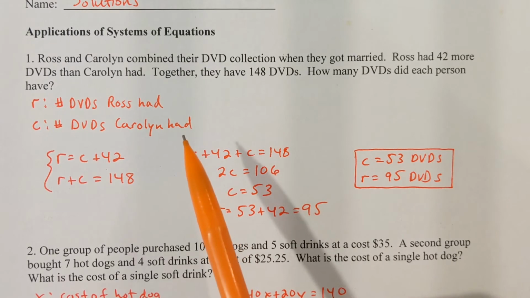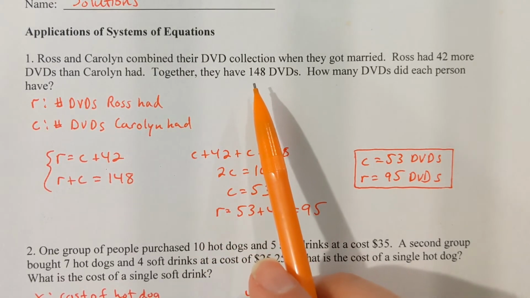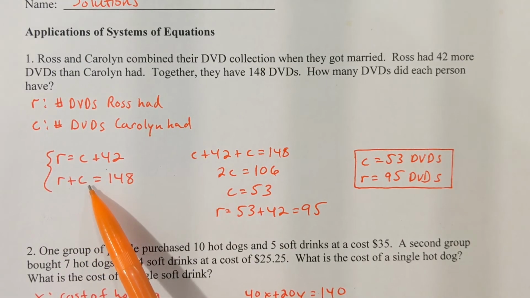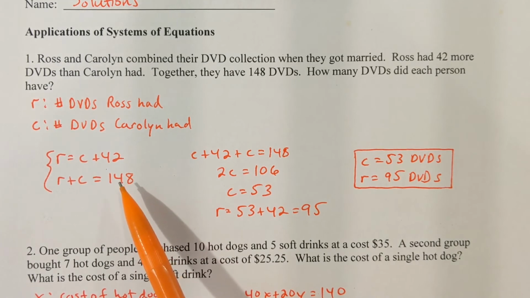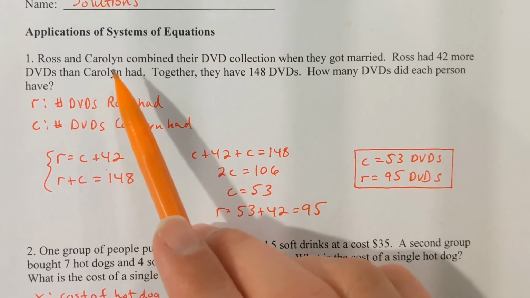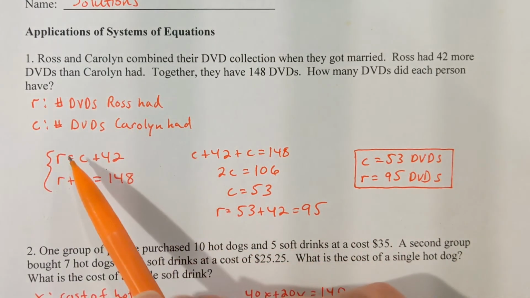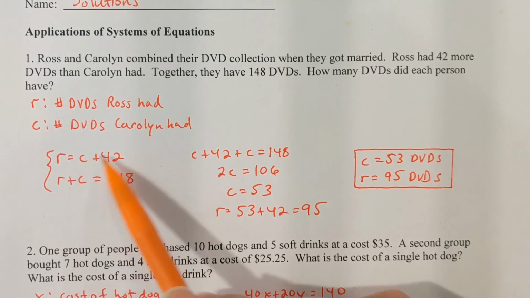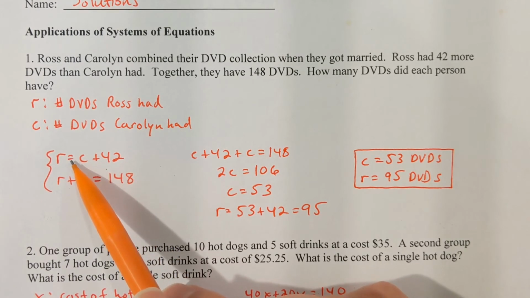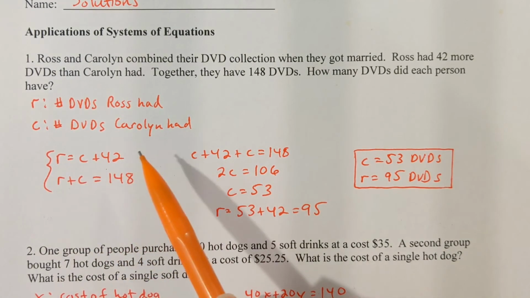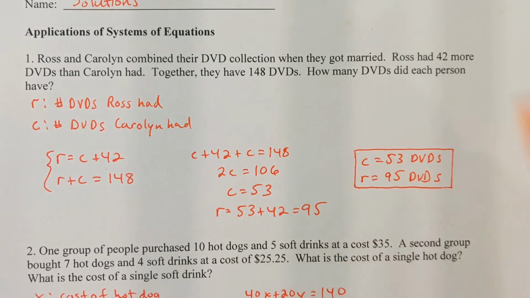It says together they had 148 DVDs. So if I take the number in Ross's collection and add the number in Carolyn's collection, I'm going to have 148 total there. That'd be one of the equations. It also said that Ross had 42 more DVDs than Carolyn had. So whatever Carolyn's total is, you're going to add 42 to get the total that Ross had. So here'd be my equation representing that sentence there. And here'd be the system of equations that I would need to solve.